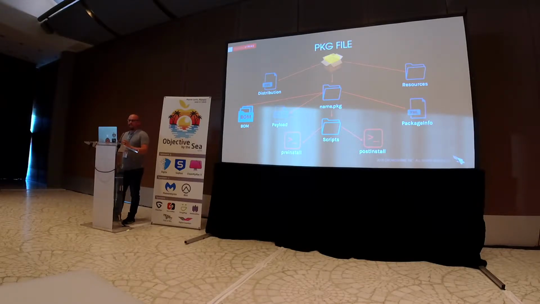A PKG file is nothing more than a XAR archive that has a specific structure to it in terms of file names and folder names. We don't need to touch on all of them here, but if you were to take a PKG and expand it, you would see a folder in the root called something.pkg. Now this is actually a folder, even though it has a PKG extension, and within that, one of the most important items is the payload, which is a compressed gzip file that holds all your binaries and everything you're installing to the disk.